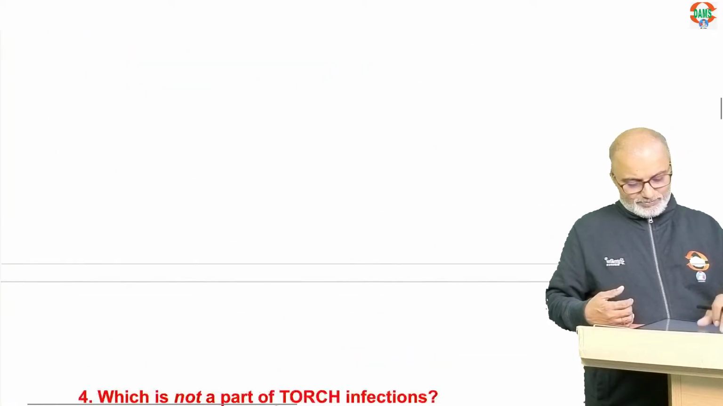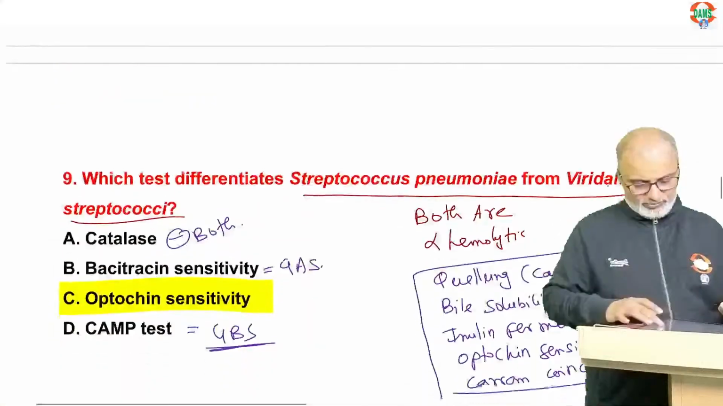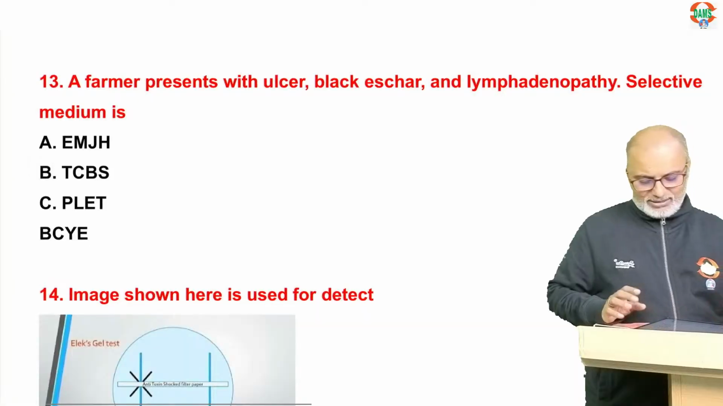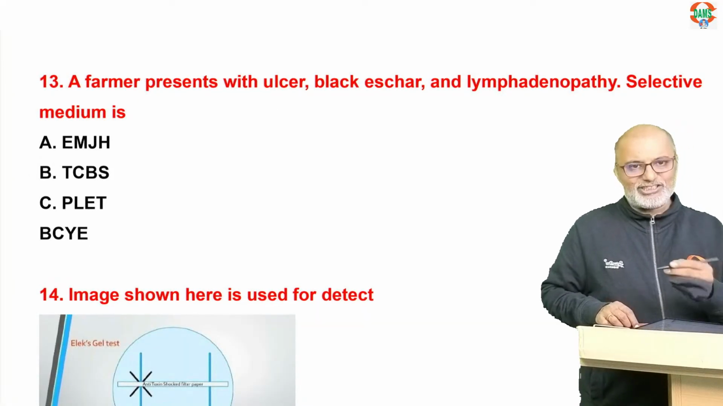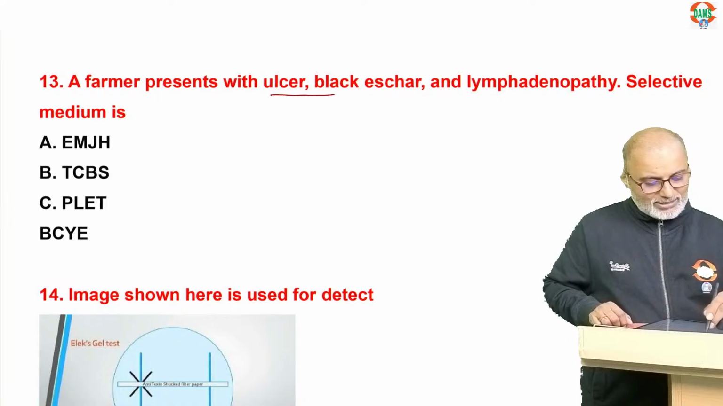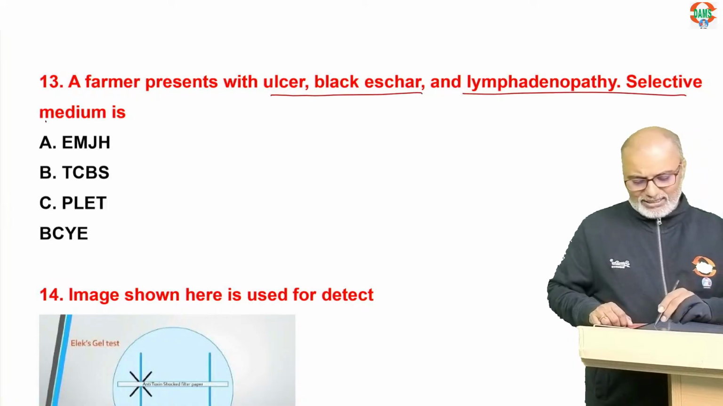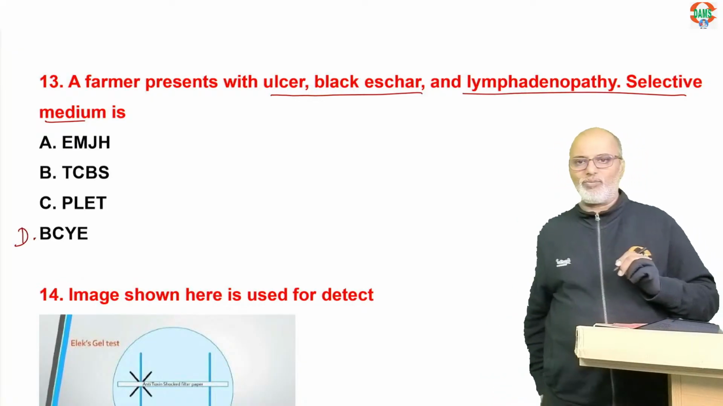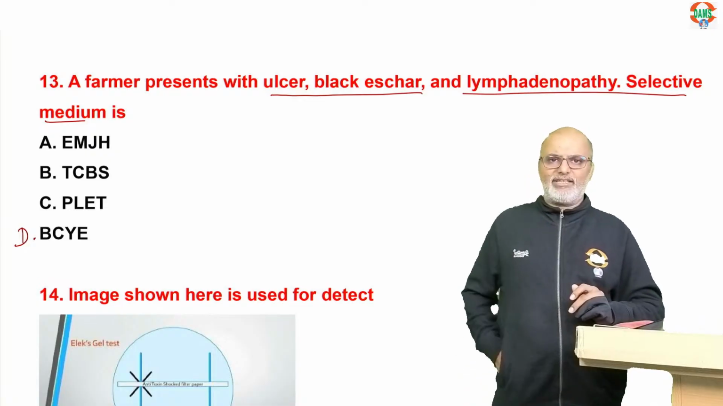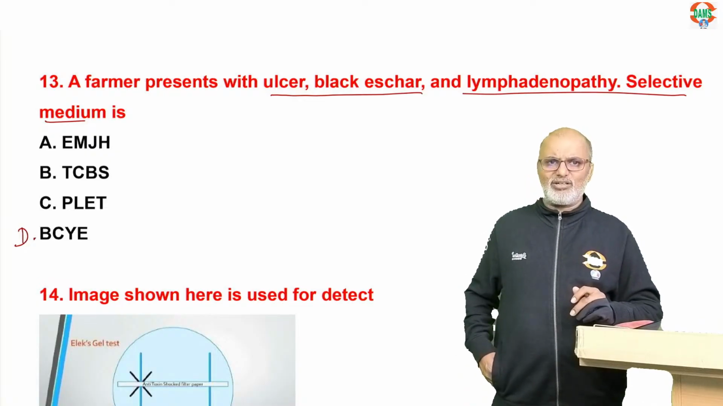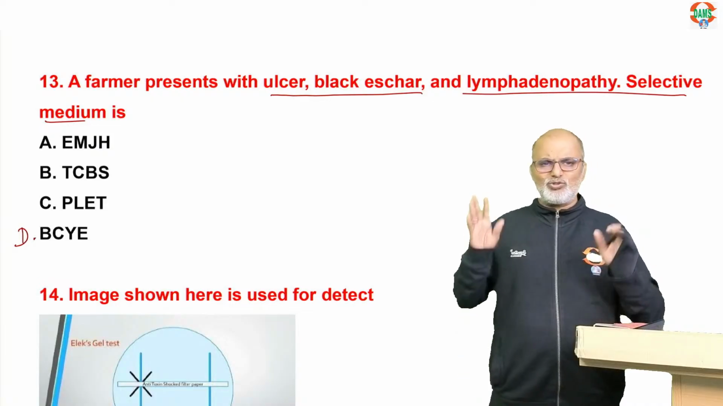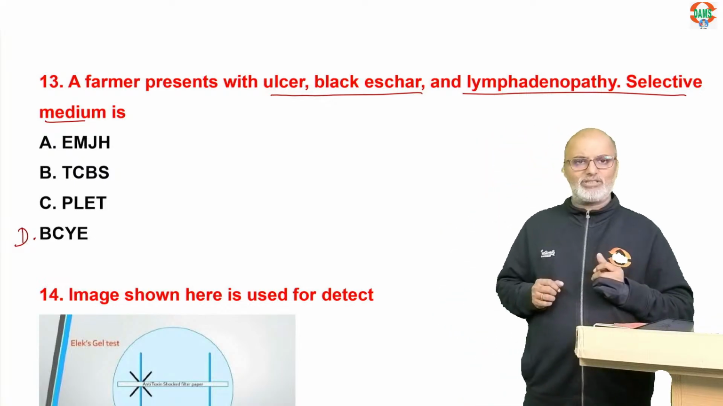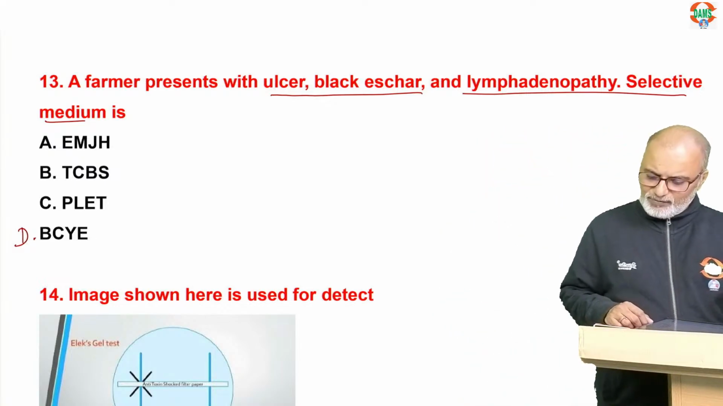Next question. A farmer presents with, already I mentioned the word. Next question itself it came. Ulcer, blockage, sore, lymphadenopathy. Selective medium. So this answer is D. A, B, C, D. A farmer presents with blockage, sore, and lymphadenopathy. Selective medium. You must know about all the selective medium colony morphology. Already made the slide for you 2 to 3 times. I put the slide in the same group. Okay. You can just follow.